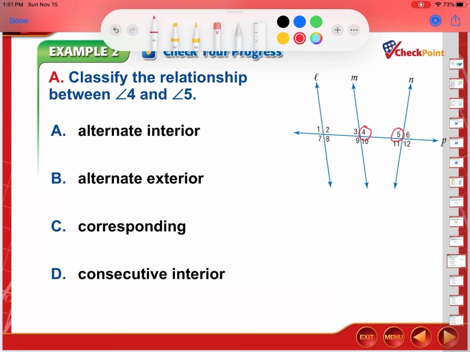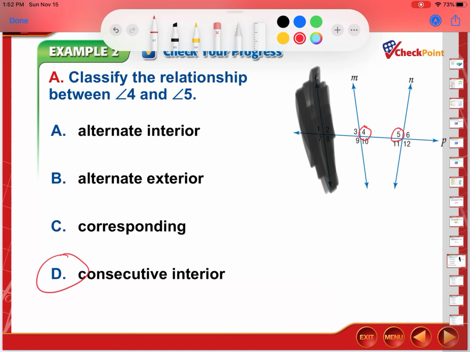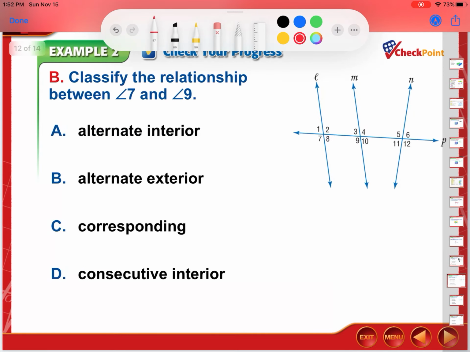Classify the relationship between angle 4 and angle 5. So let's circle these, angle 4, angle 5. Now they have 3 individual lines that are being cut by this transversal P. Now if we wanted, we could just kind of black this section out over here because it's not relative to this problem. It's just additional information that can mess us up here. So angle 4 and angle 5, they're both on the same side of the transversal, but they're not in the same relative position. So since they're both in the interior, I would say this is consecutive interior.